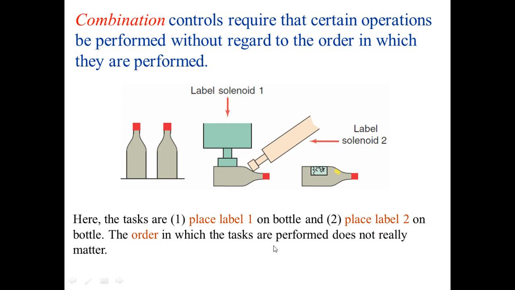So meaning that at one station, this station will do two activities, which are place label 1 and place label 2.